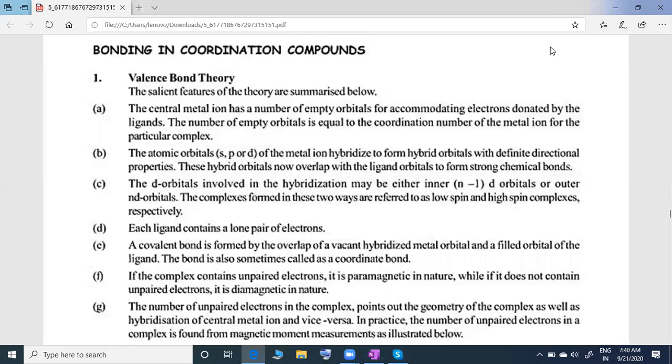Valence bond theory. Previously, we discussed Werner's theory as well as Sidgwick's rule, or EAN rule. Those theories could not explain the geometry of the complex, the magnetic nature of the complexes, the color of the complexes, etc. But this theory tries to explain the geometry and magnetic character, those properties, so these features we can see here.